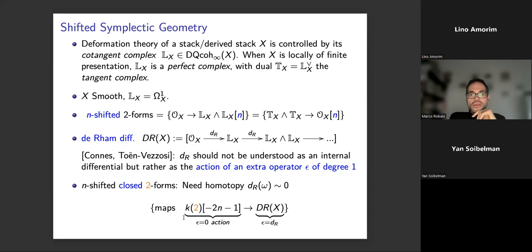Can you see my mouse moving on the slide? Yes. Okay. So when this is K, the degree 2 here just means that I put K in weight 2 because I want a two-form. And the shift, let's forget about it for a second.